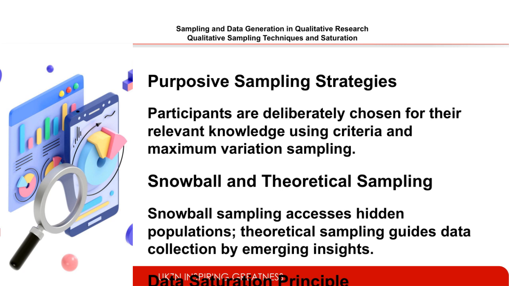Meanwhile, theoretical sampling, commonly used in grounded theory, is more dynamic and guided by emerging insights. Researchers decide who to sample next based on the developing analysis, which helps deepen and refine the theory.